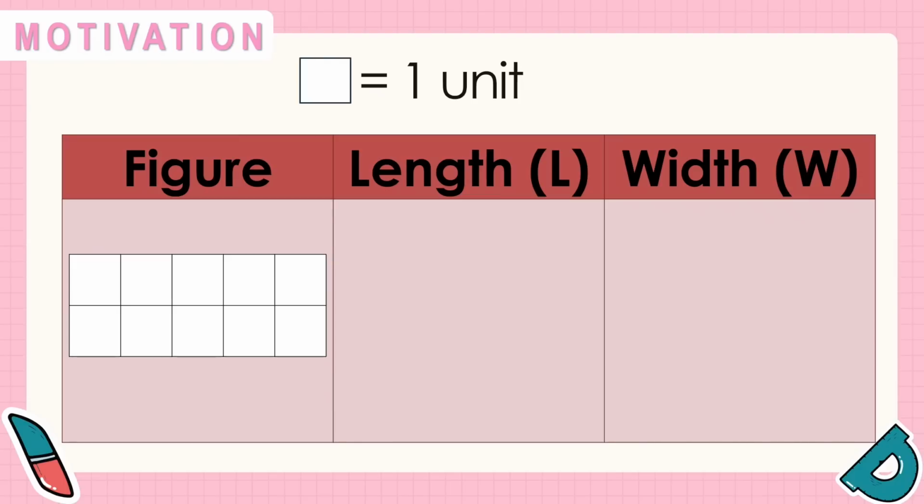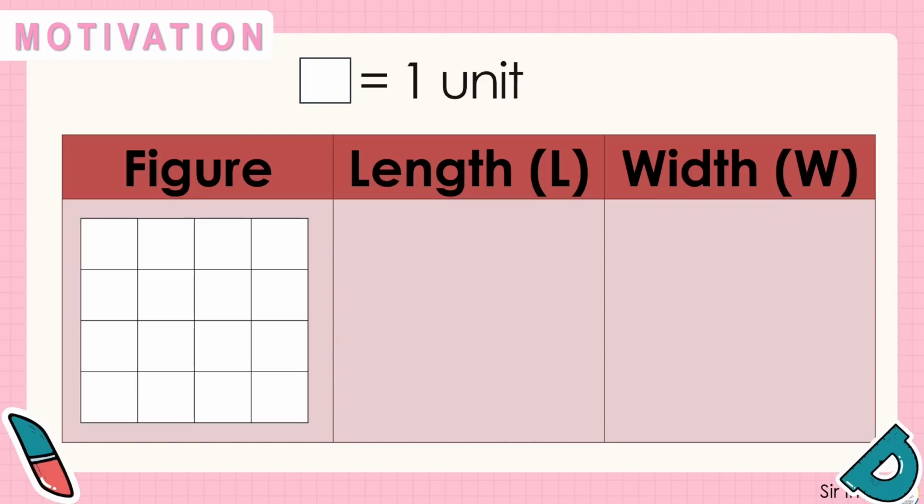For our next figure, for the length, we have 5 units: 1, 2, 3, 4, and 5. And for the width, we have 2 units. For figure 3, we have 4 units for the length: 1, 2, 3, 4, and we also have 4 units for the width.